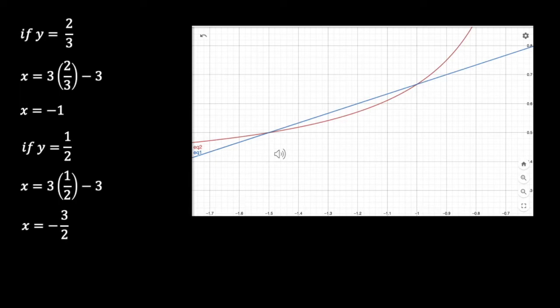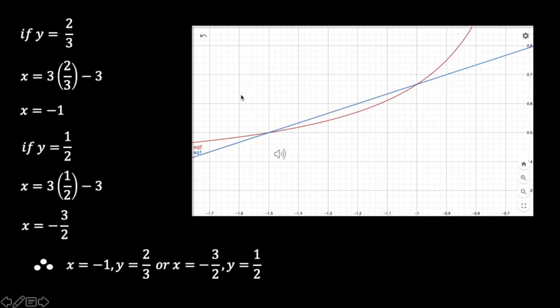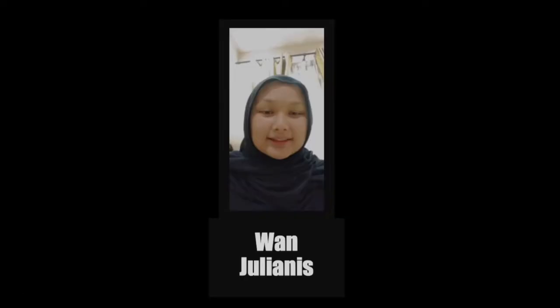So the conclusion is x equals negative 1, y equals 2 over 3, or x equals negative 3 over 2, and y equals 1 over 2. So this is the graph of the end product. My third presenter, Wan Julianis, will show you another example of a question involving simultaneous equations in 2 variables with linear and non-linear terms.